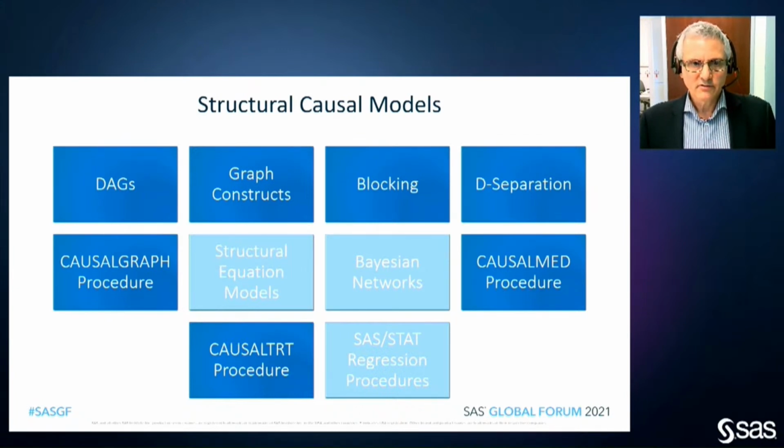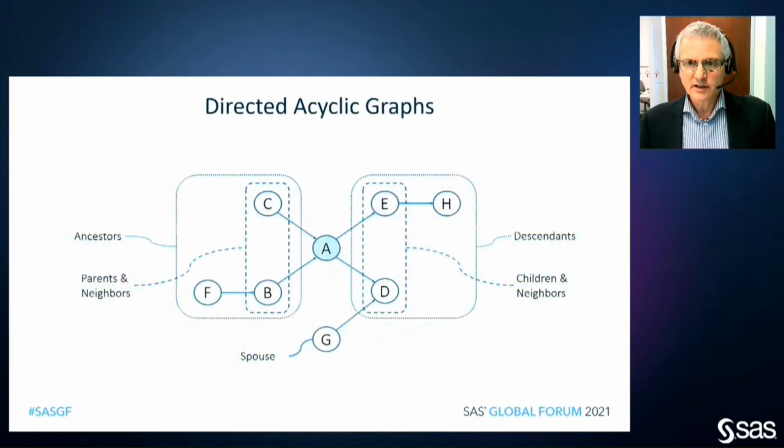There are other topics that fall under structural causal models, like structural equation models and Bayesian networks. I will mention those, but we won't get into them in detail. And you can use other SAS/STAT regression procedures to conduct causal analyses, but doing so is beyond the scope of this presentation.